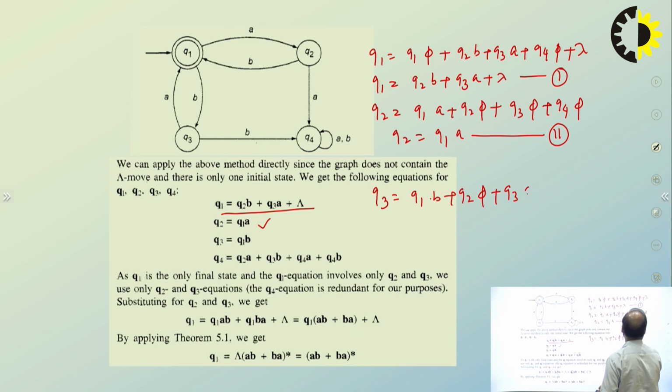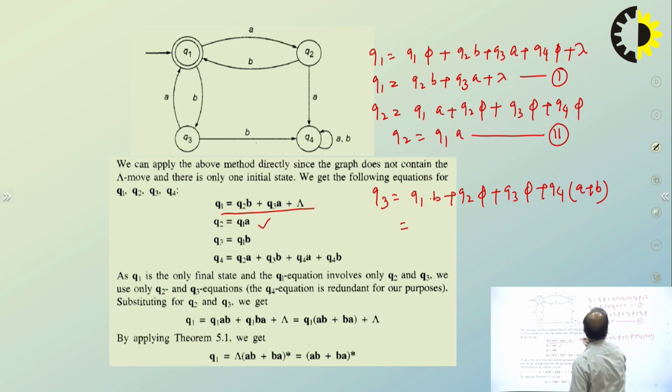3 to 3 is nothing, plus Q4 alpha 4 3. Is there any transition from 4 to 3? 4 to 4 is A plus B. 4 to 3 is nothing. So this is 5. So this will be Q1B.